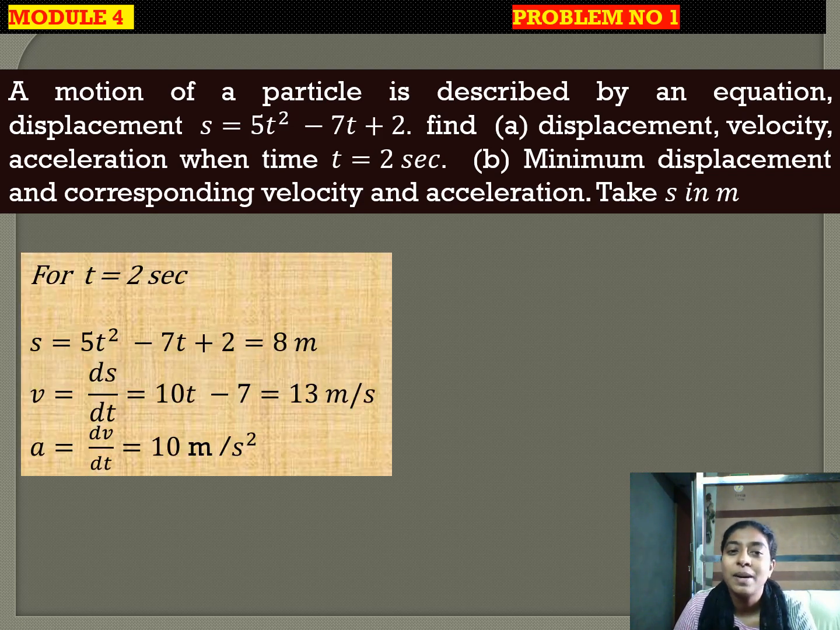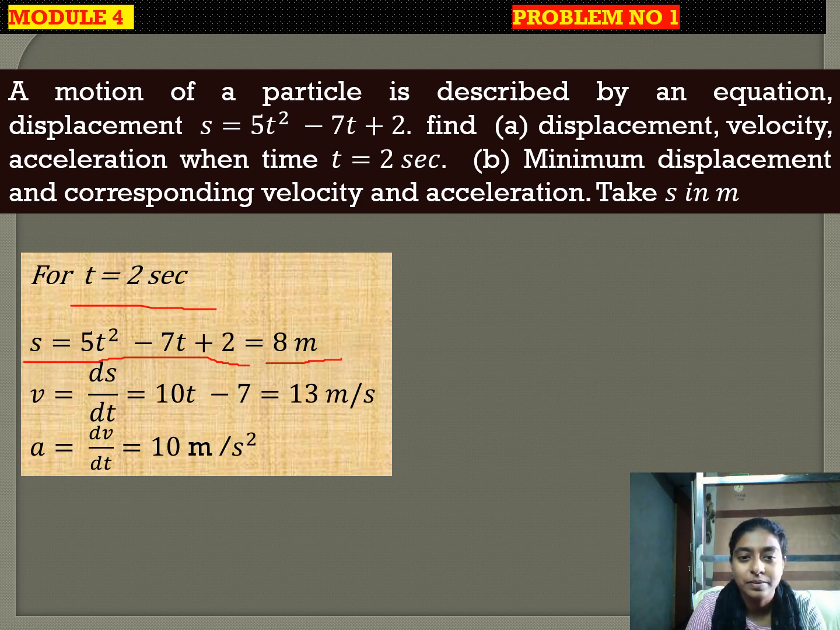Okay, so first part, for time t equal to 2 seconds, we are asked to find the displacement, velocity and acceleration. So, displacement, the equation is given, 5t square minus 7t plus 2. Substitute t equal to 2 seconds. We get displacement as 8 meter. Then, velocity is ds by dt.